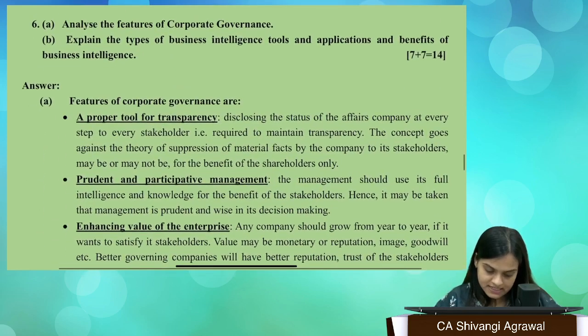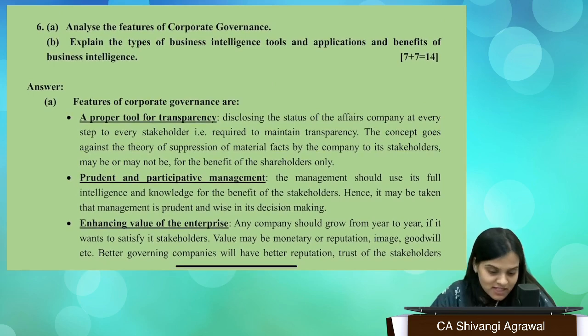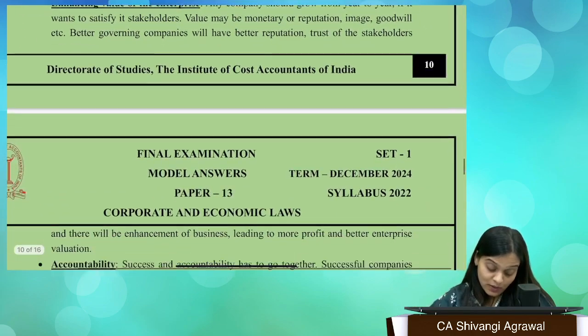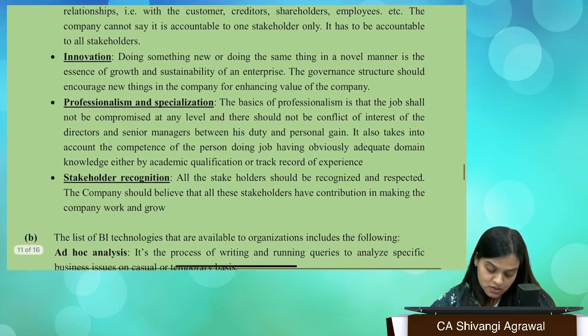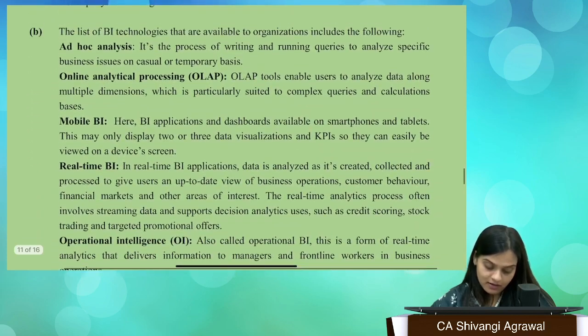Now, question number 6. Question number 6, of course, I'm not discussing. Why am I not discussing? Because it is a direct theoretical question. Features of corporate governance, you know it very well. You have to exactly reproduce. If you write anything else, you're not going to get marks. Okay? तो फीचर्स ऑफ कॉर्पोरेट गवर्नेंस जो मैंने आपको पढ़ाए हैं वो वैसे ही आपको लिखने हैं. ट्रांसपेरेंसी, then enhancing value of enterprise, accountability, innovation, stakeholder recognition, everything, right?